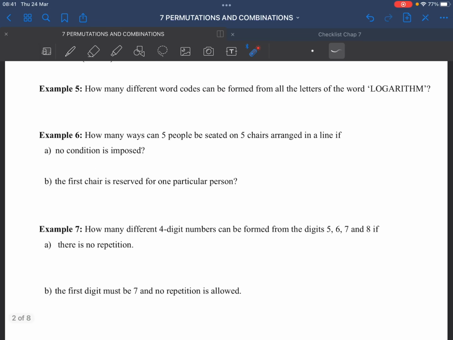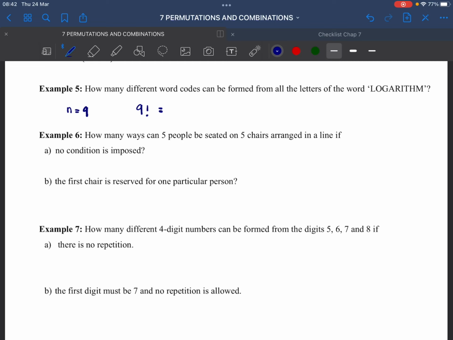So let's see example 5. How many different word codes can be formed from all the letters of the word logarithm? So we have 1, 2, 3, 4, 5, 6, 7, 8, 9. 9 different letters dekat situ. So n kita ialah 9. So we are going to have 9 factorial ataupun 9P9 pun boleh juga.